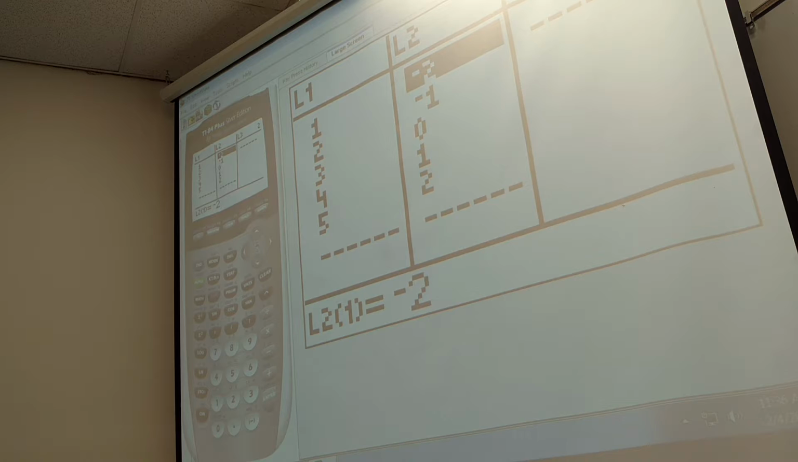And then what do you think I want L3 to be? X minus 3 squared. Even better. L2 squared. L2 squared. Bam! Where's my X minus mu? In L2. So I just have to square L2.